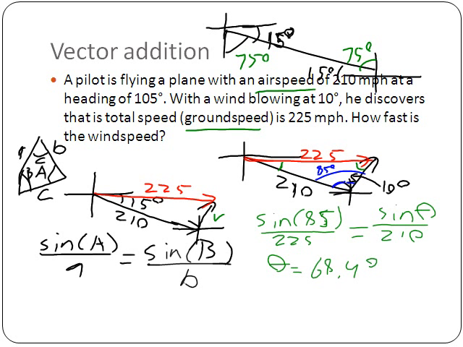Now, if this angle in here is 68.4 and the other angle is 85, we know we can add that plus 85 and take that from 180 degrees to find the other angle. So I get 26.6. So this must be 26.6 degrees. But I want you to notice something.